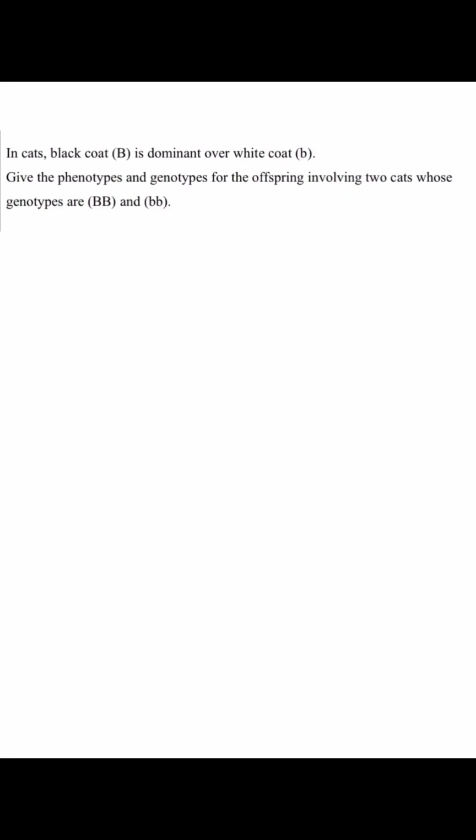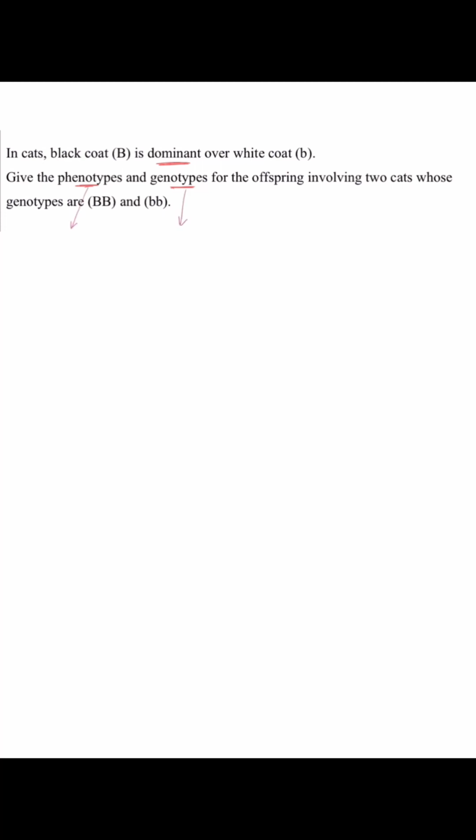So here is a basic example of a genetic cross that you might see coming up on, well, maybe more so the ordinary level paper than the higher level paper. What's important is that you understand the different terminology that they use. So in cats, black coat, capital B, is dominant over white coat. Give the phenotypes and genotypes for the offspring involving 2 cats whose genotypes are capital B, small b.